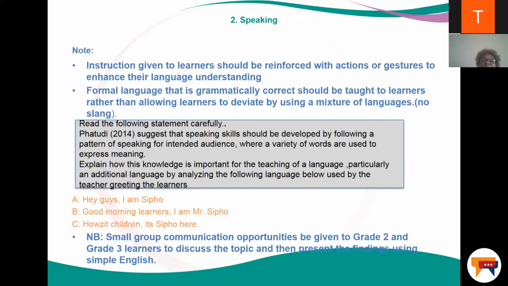Paduri says, speaking skills should be developed by following a pattern of speaking for intended audience, where a variety of words are used. We also say formal language that is grammatically correct should be taught to learners. So it is very important to use the grammatically correct language. Small group communication opportunities be given to grade 2s and grade 3s. Learners discuss the topic and then present the findings using simple English. You can do that. We're still on reading.